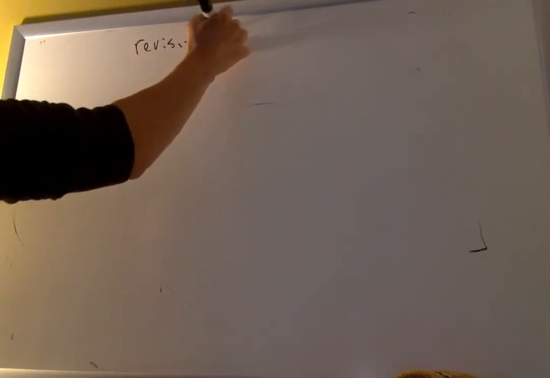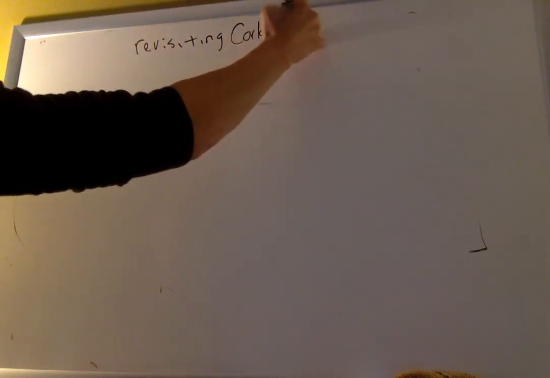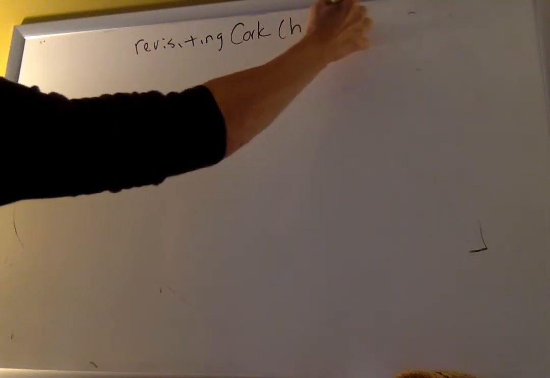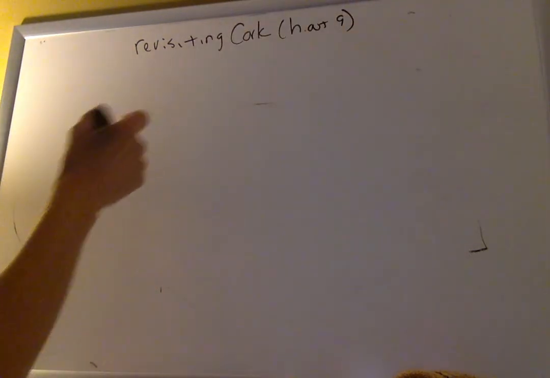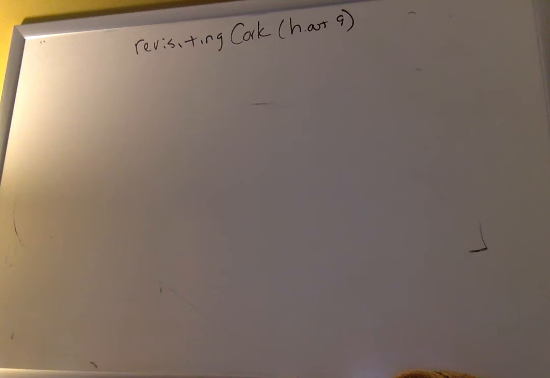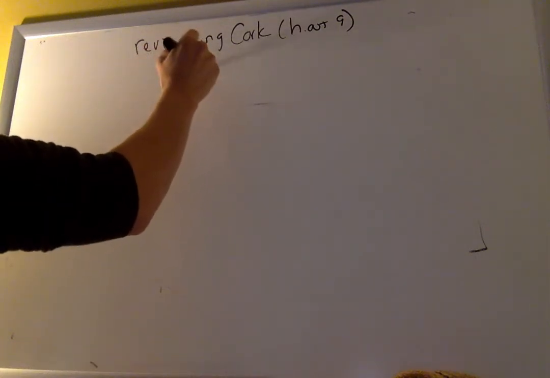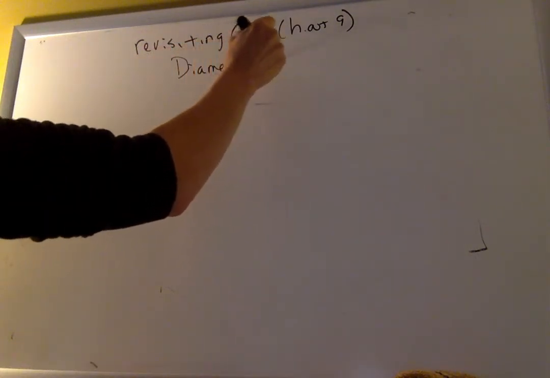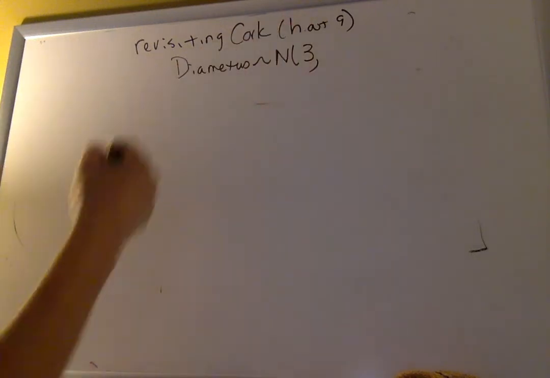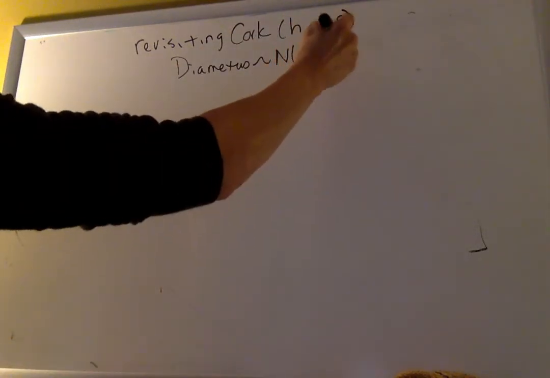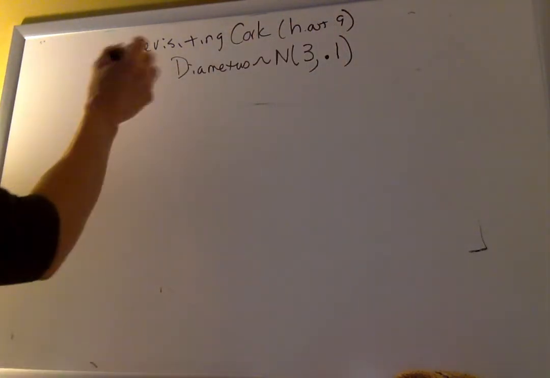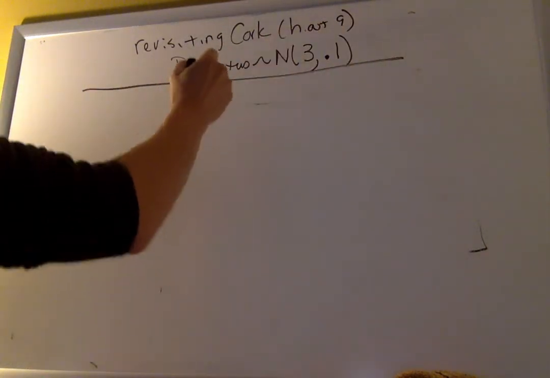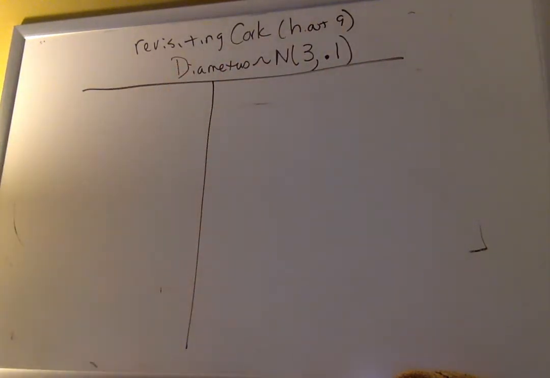I'm revisiting the cork problem from handout 9. You do not have to get that out. That problem, where's the original problem? Hold on. Oh yeah, sorry. It said diameters were normally distributed. I think it was 3 centimeters and 0.1 centimeter was the standard deviation. So that's all you need to know. I'm revisiting that problem. All right, let me write up the 2 pieces.